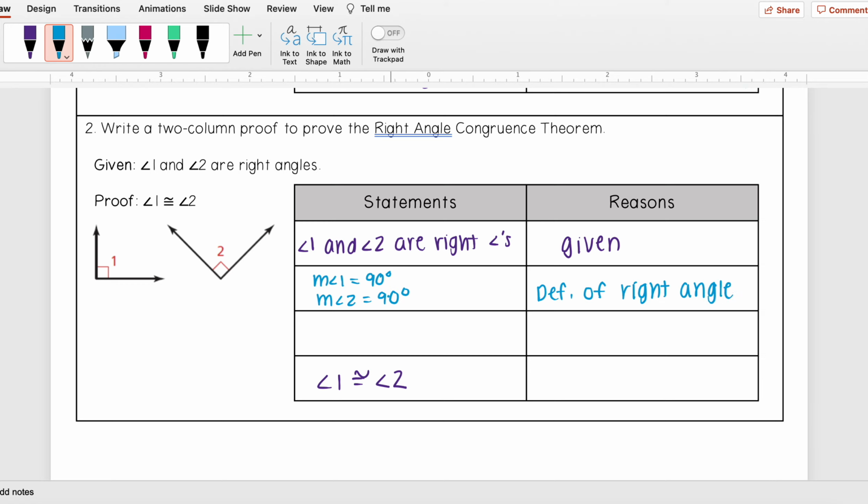Okay, now I need to somehow get from here to angle 1 is congruent to angle 2. Since both of these are equal to 90, I can use my transitive property to then say that the measure of angle 1 is equal to the measure of angle 2. And since the measure of angle 1 is equal to the measure of angle 2, that means that those angles are congruent. And again, that is my definition of congruence.